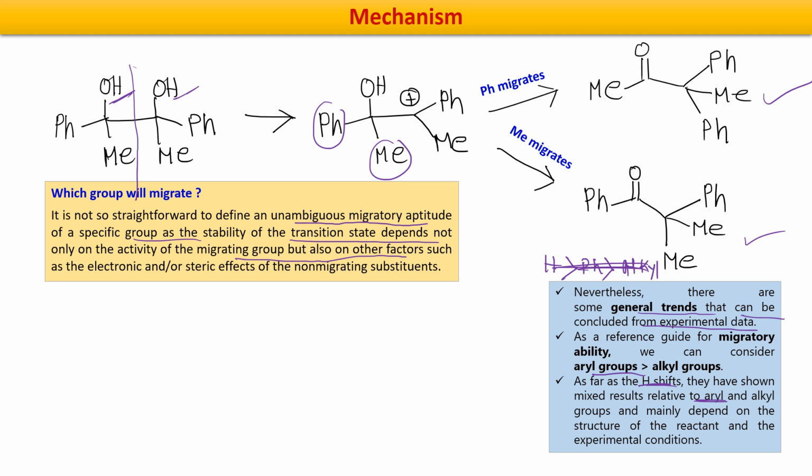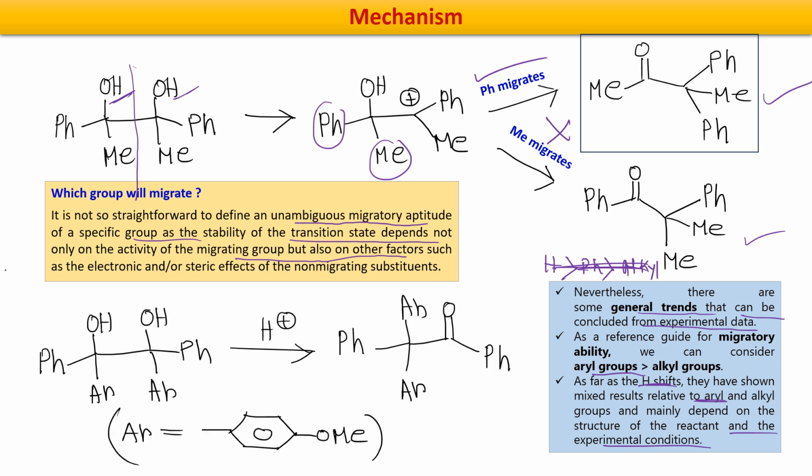So as far as hydrogen shift, they have shown mixed results relative to aryl or alkyl group, and that depends on the structure of the reactant and obviously the experimental conditions. Now if aryl group is more than alkyl group, that is predominating, now obviously we have to consider this one and not this one. That is why the first compound will be the major product.